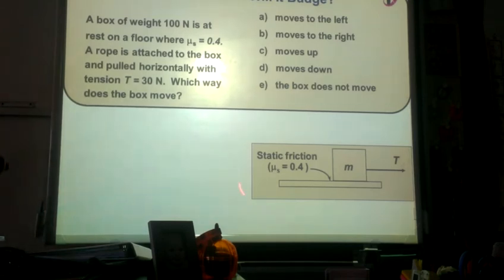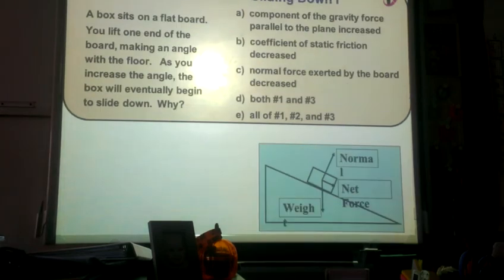So try this one. There's a little picture here. There's my mass. It's on a surface. The coefficient of static friction is 0.4. Tension, they told you, was 30 newtons. What are my options? We'll look at our hands tomorrow.